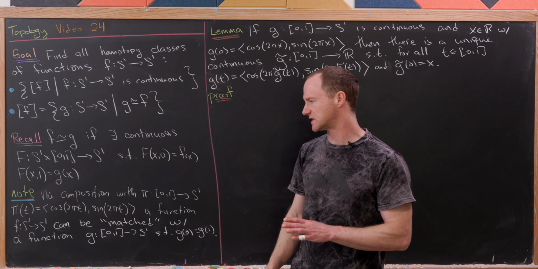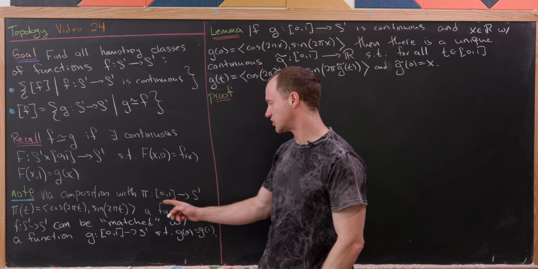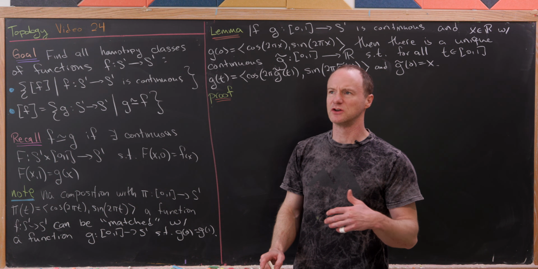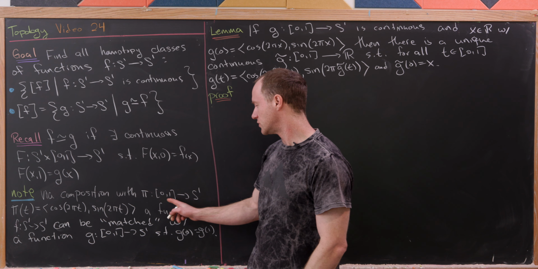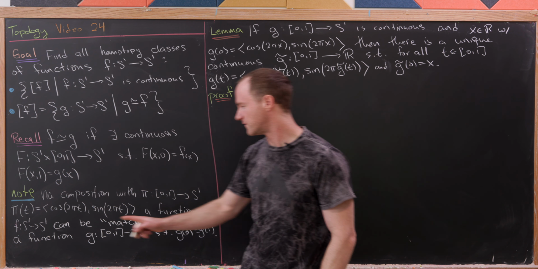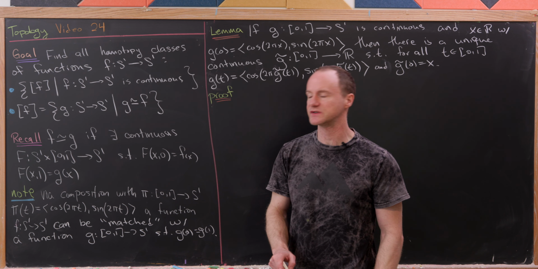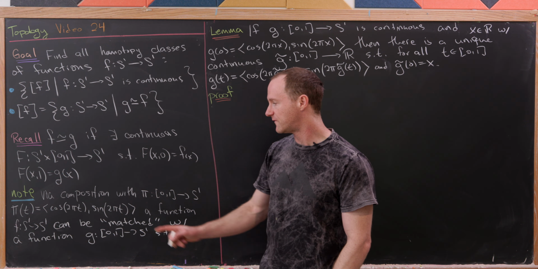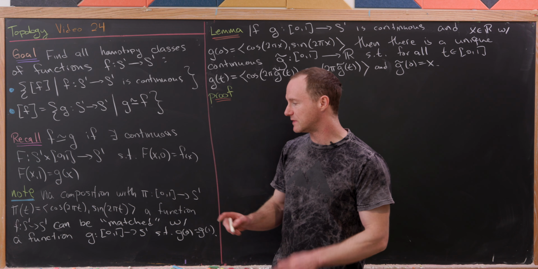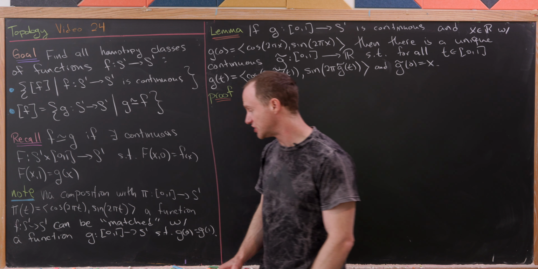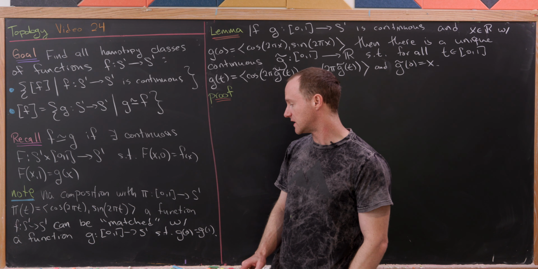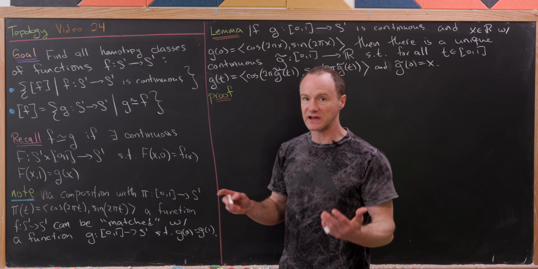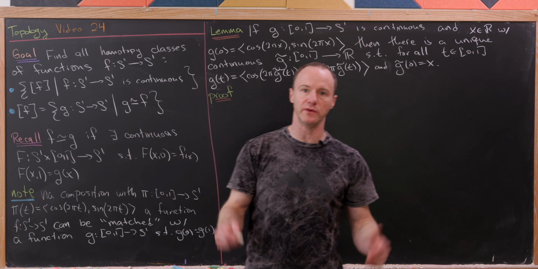And now I'd like to note something, and that is via composition with this projection map, or maybe this gluing map that glues [0, 1] into the circle via this parametrization, cosine of 2 pi t and sine of 2 pi t, a function from S1 to S1 can be matched with a function g from [0, 1] to S1, where g of 0 is equal to g of 1. We need those two to be equal because that's the gluing point, if you will.